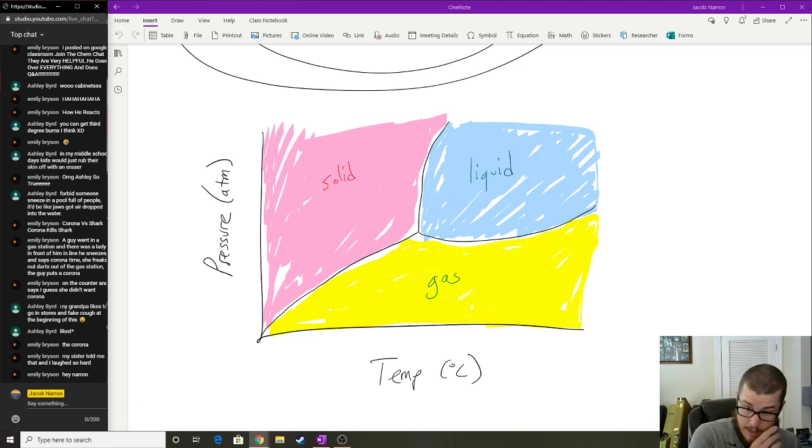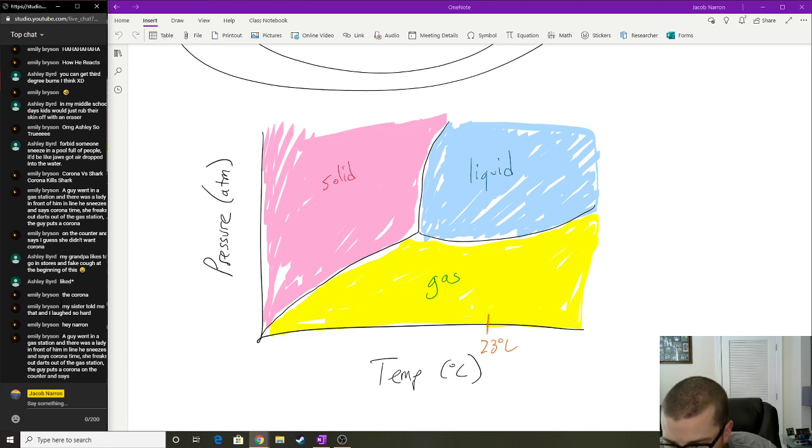What we were looking at a second ago was it going from liquid water into a gas, but it stayed at the same temperature. So let's imagine they were at 22, 23 degrees Celsius. So let's say we're right here at 23 degrees Celsius, and they boiled water.